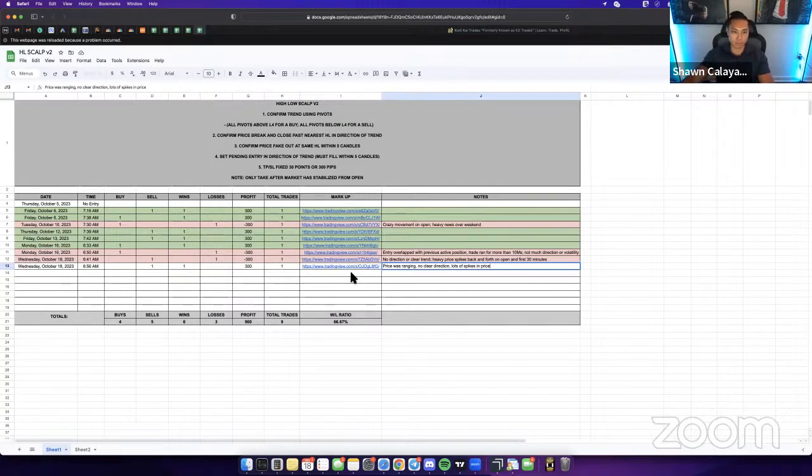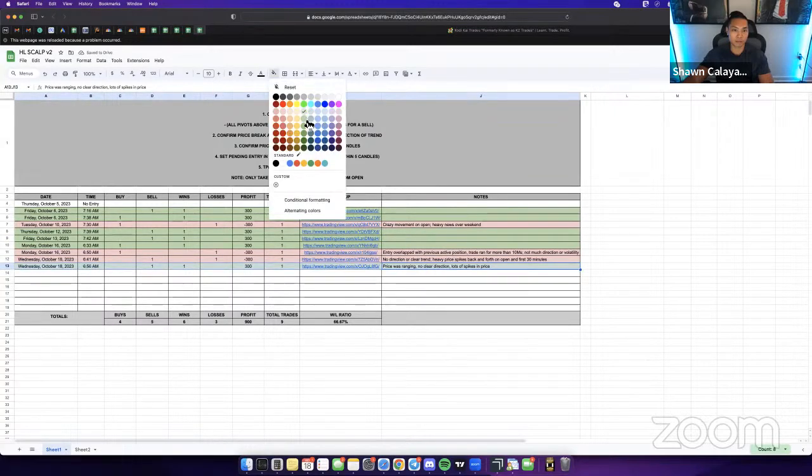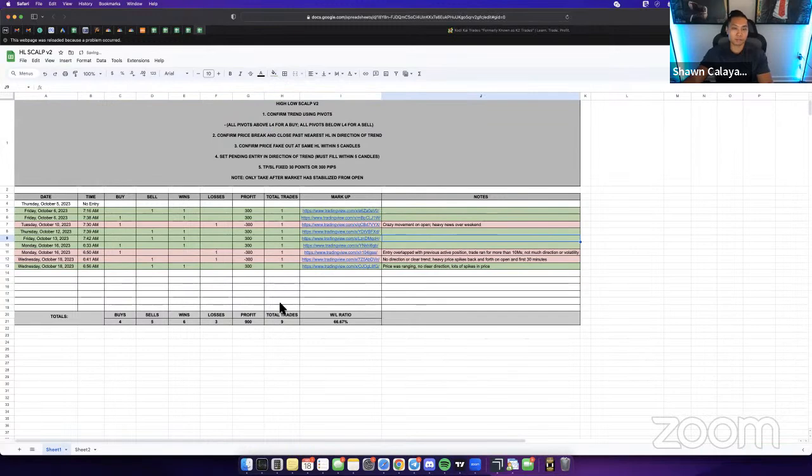I was putting some notes there. All right, so there goes. Basically it just balanced out the loss from earlier. So yeah, I mean, it's still doing fine.